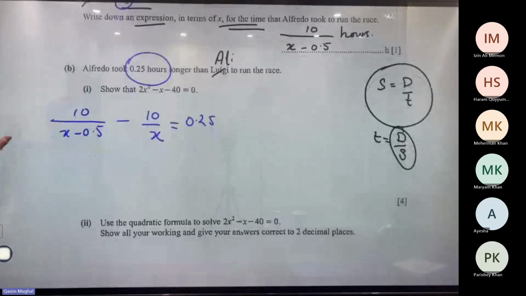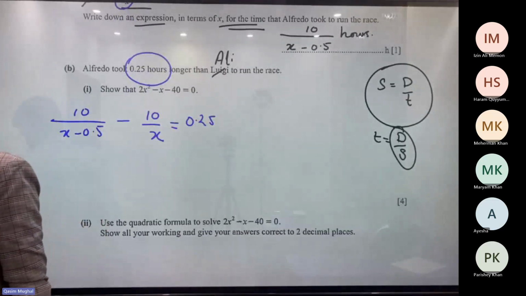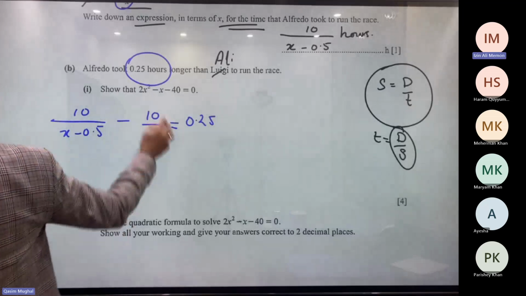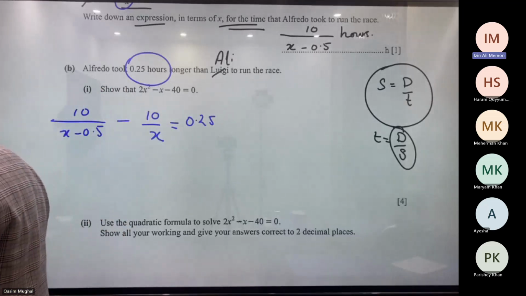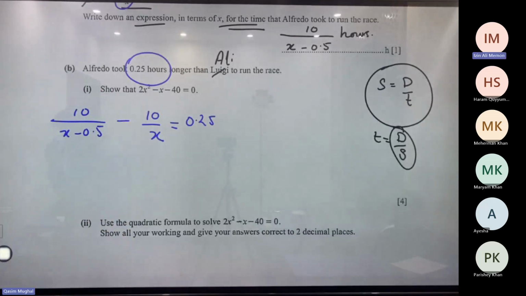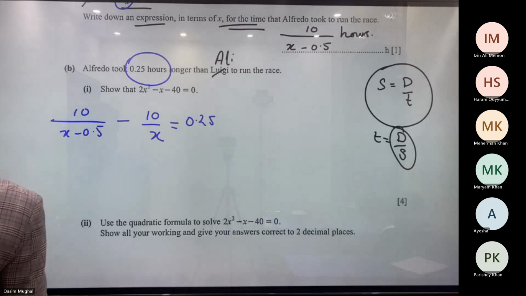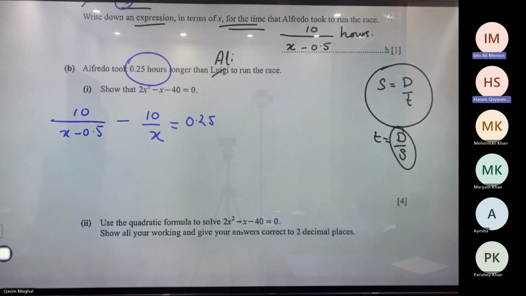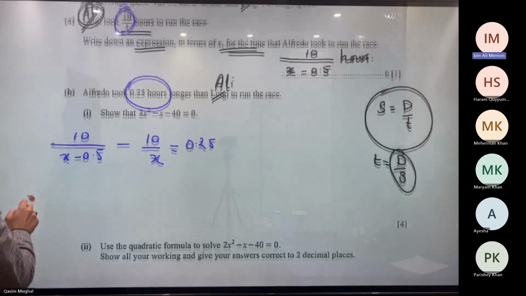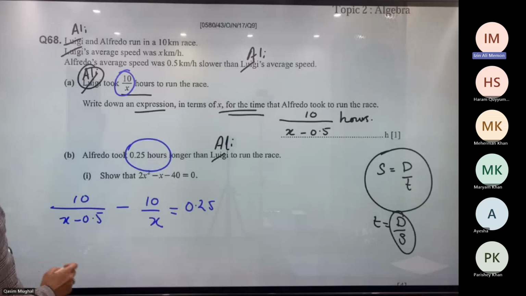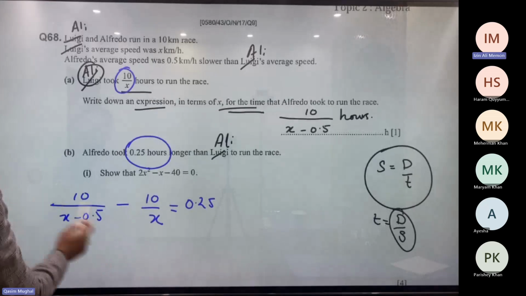Were you able to develop this equation? Okay, the rest will be fine. Should it be the other way, because 10 over x is greater, no? Should it be 10 over x minus 10 over x minus 0.5? Okay. You're saying this is greater.